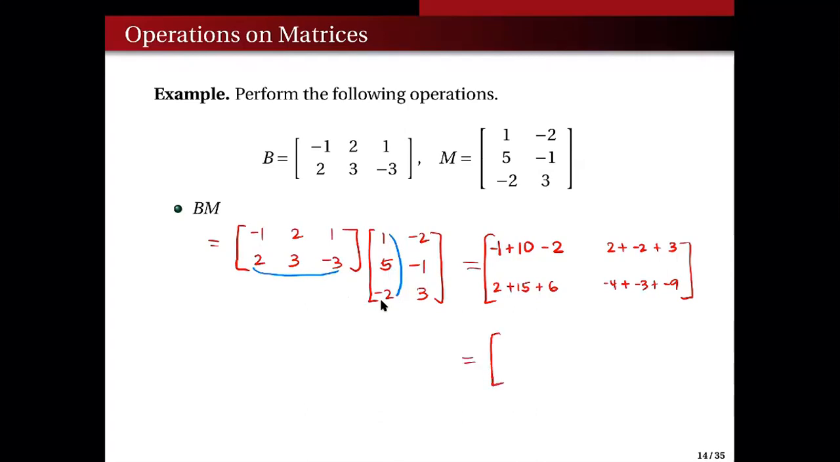And then finally, we'll just need to simplify. Negative 1 plus 10 minus 2, that's positive 7. 2 plus negative 2 plus 3, that's 3 here. 2 plus 15 plus 6, that's 23. Negative 4 plus negative 3 plus negative 9, that's negative 16. So this is the product BM. Okay? Questions?